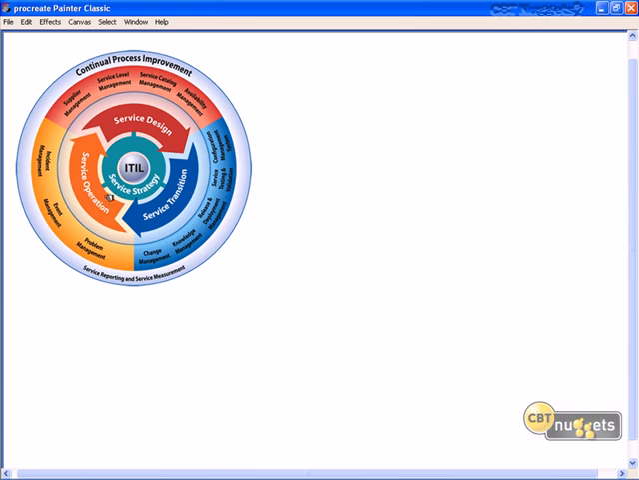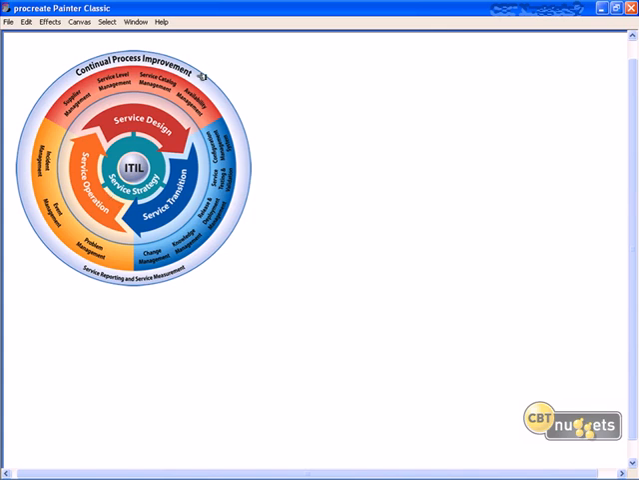Then we have the service operation phase. This is going to be monitoring and reporting, auditing the ongoing availability that we're offering. During this phase, we're also going to manage and resolve incidents that can affect service availability.